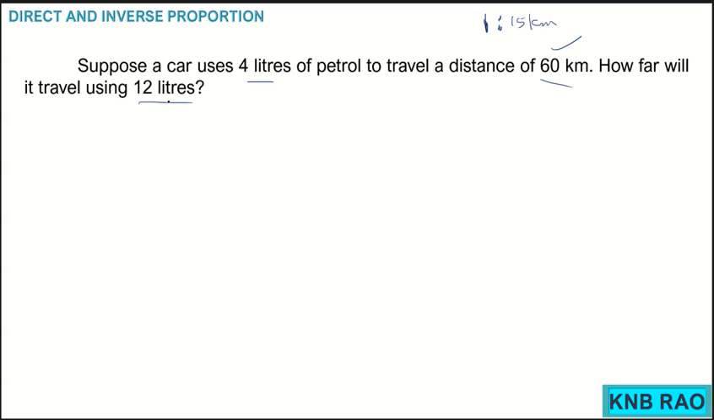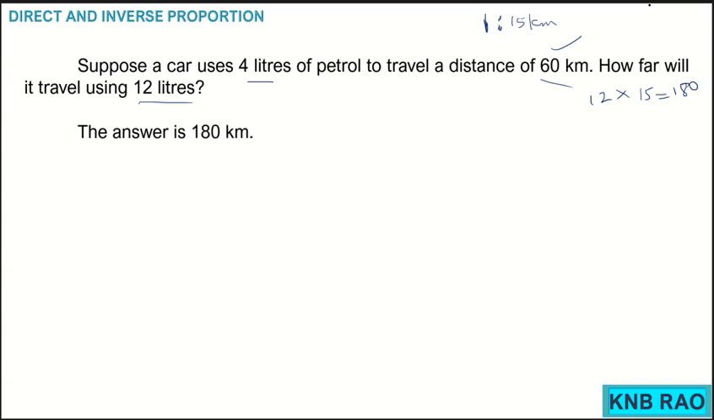For 12 liters it is supposed to travel 180 kilometers. How? You know the unitary method, the same thing I am using. With 1 liter of petrol the car travels 15 kilometers, so with 12 liters of petrol, 12 into 15 gives 180 kilometers. So, the answer is 180 kilometers.